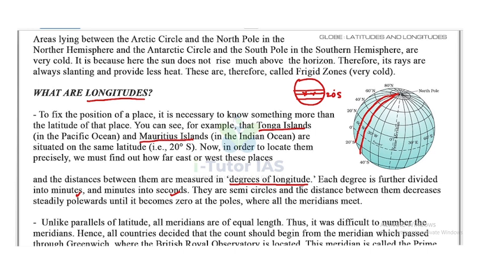Look at this picture. We can see that from the middle to both the poles, the distance between these two longitudes is decreasing. They decrease steadily polewards until it becomes 0 at the poles. So in this pole area, what is the distance? This is 0, because all the degrees of longitude meet at this point.